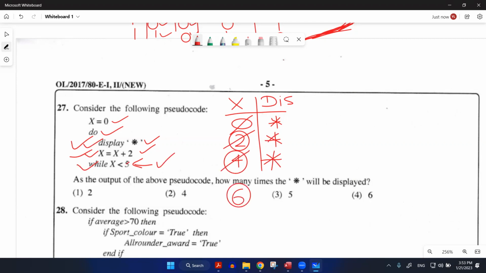And now the while condition, x less than 5. The value of x is 6 now, so it is not less than 5, so it is false. So the program ends. So the output must display 3 stars, but 3 stars are not there, right?